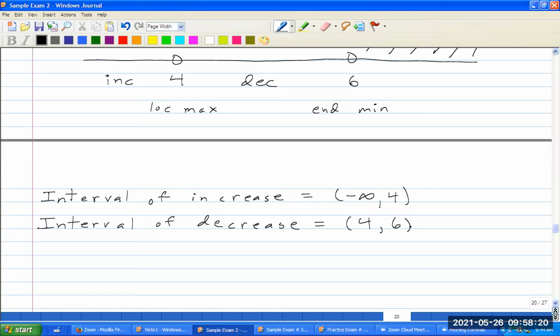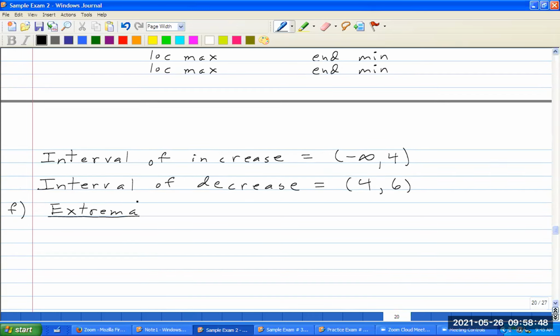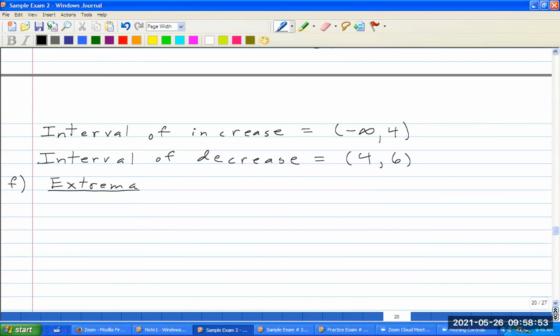From 4 to 6. Okay, good. So those are intervals of increase and decrease. Well, determine the extrema. Oh, we already have. So let's see what happens at 4.